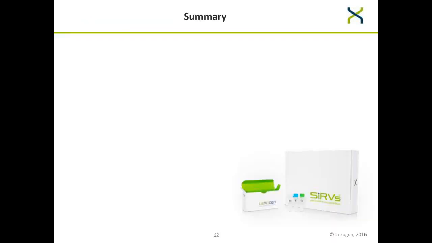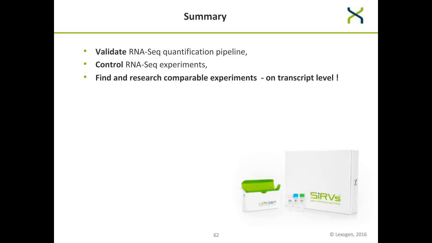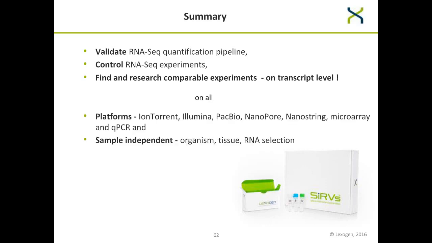And this is now the last slide, wrapping up why you should use the SERV controls. You can use the controls to validate your RNA sequencing quantification pipeline. By using the controls, you can control the RNA sequencing experiment, and you can find and research comparable experiments. And this is all done on the transcript level. The nice thing is that the SERVs are platform and sample agnostic, meaning that they are applicable for all sequencing platforms, but also for NanoString, microarrays, qPCR, and so on. And you can spike them into and combine them with any RNA from any organism or tissue.